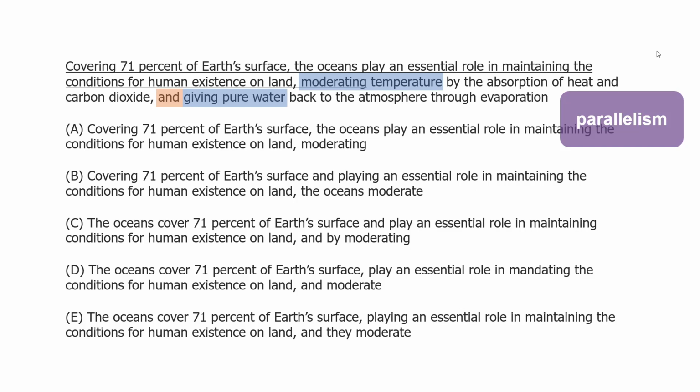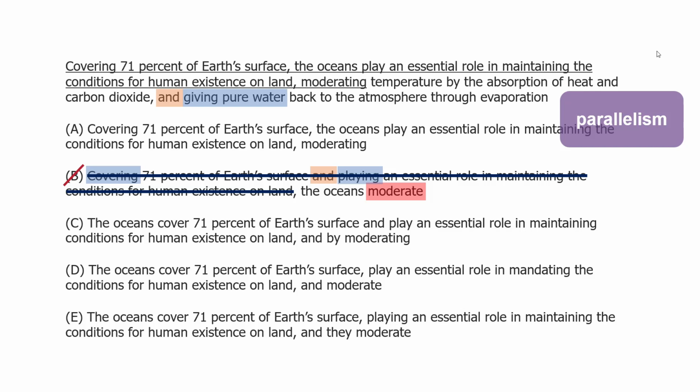Moving on to answer B, we've got another parallel structure at the beginning of the sentence, "covering and playing." And this is an opening modifier, which we can leave out for the moment, and look at the next part, "the oceans moderate." Wait a minute, that is not parallel with "and giving." Answer choice B is not correct.